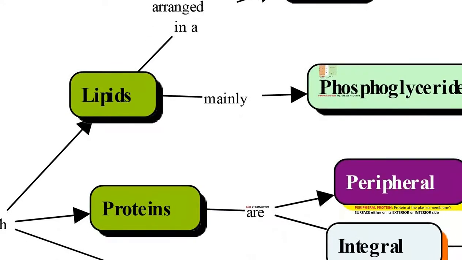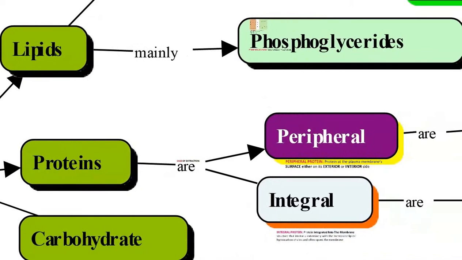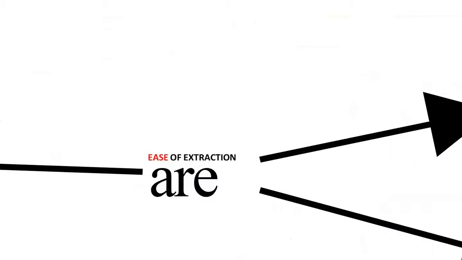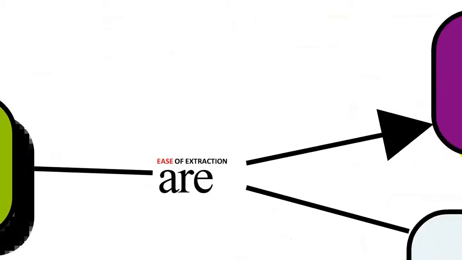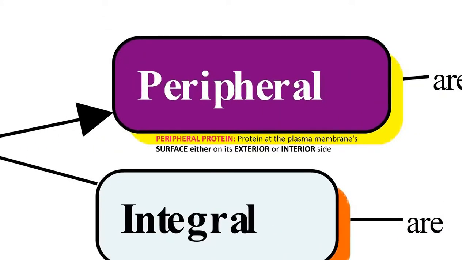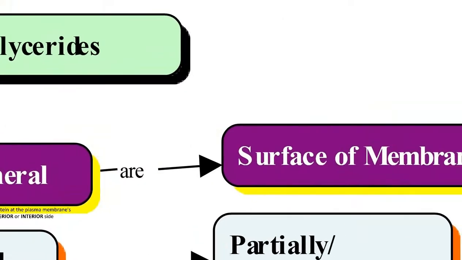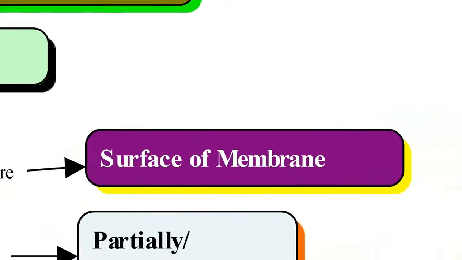Later, scientists found the presence of proteins as well as carbohydrates in the plasma membrane. These proteins can be classified based on the ease of extraction. Based on the ease of extraction, they can be divided into peripheral proteins and integral proteins. Peripheral proteins are proteins at the plasma membrane's surface, either on its exterior or interior side. So these peripheral proteins are present on the surface of the membrane.